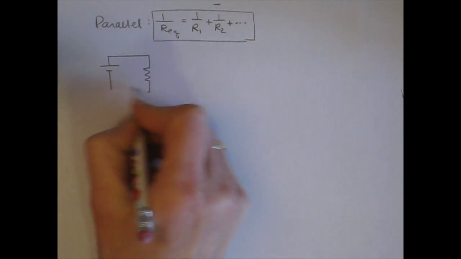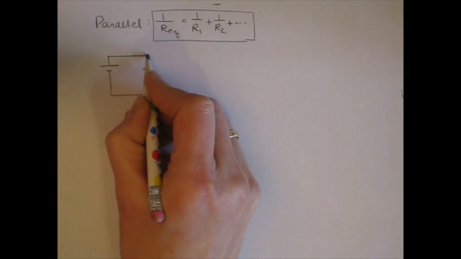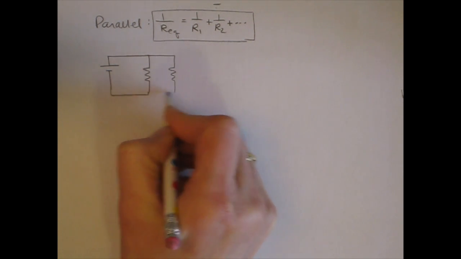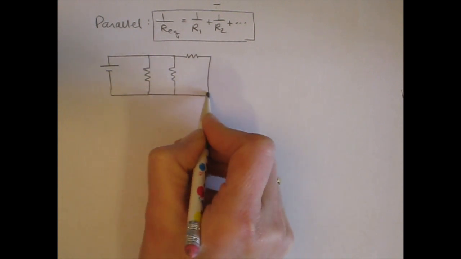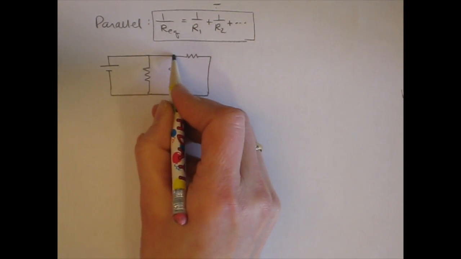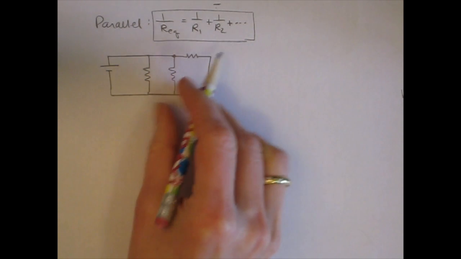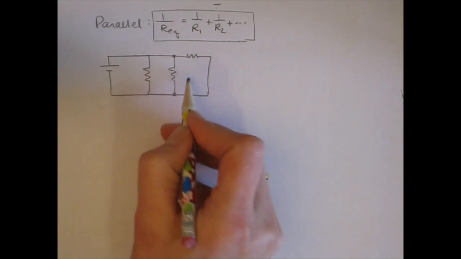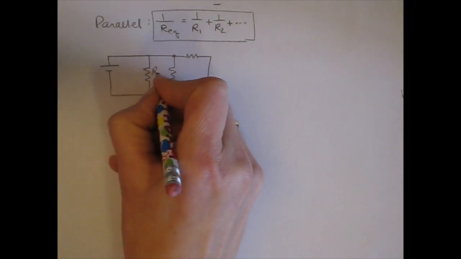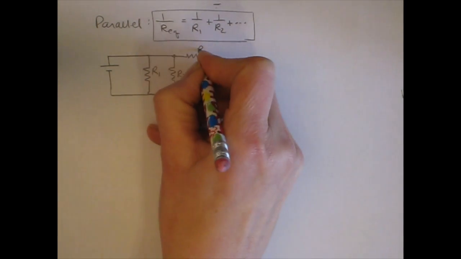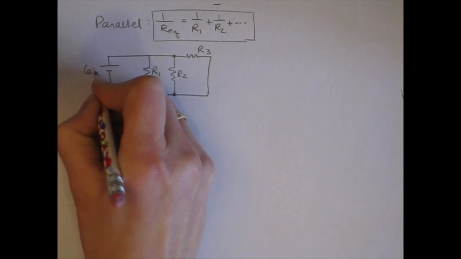So I'm going to have 3 resistors in parallel, and I'm going to put this other one up here. You see that this one is also in parallel because there's a branch here, and then they come back together there. So sometimes it can look a little bit different, but they're still parallel. And here's R1, R2, and R3, and a 6-volt battery.